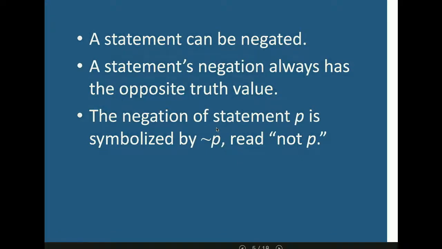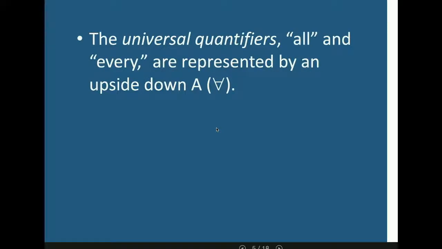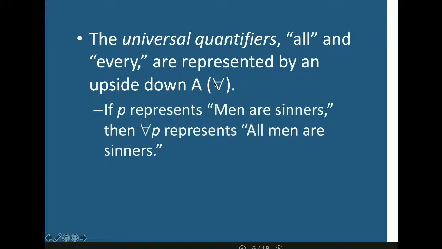There's also a couple other things. There's what's called the universal quantifier. So we use all or every, and you see that symbol there. It's an upside down A. That's the symbol for all or every. Here we have an example of it. Oftentimes we will use variables or letters to represent an entire statement. So P represents the statement, men are sinners. Then this symbol in front of P means all men are sinners.